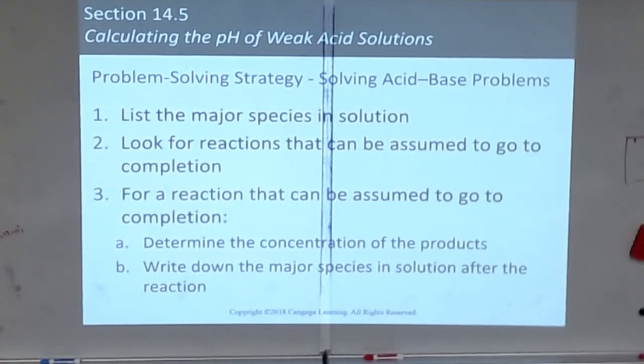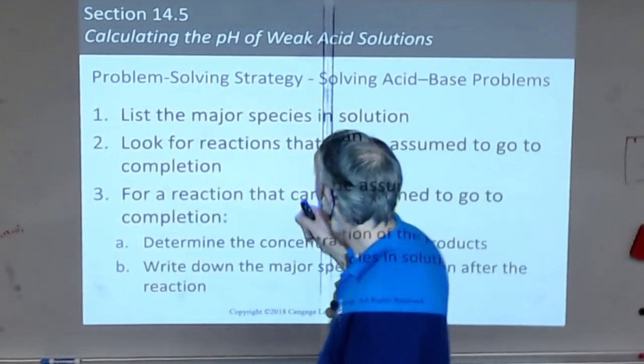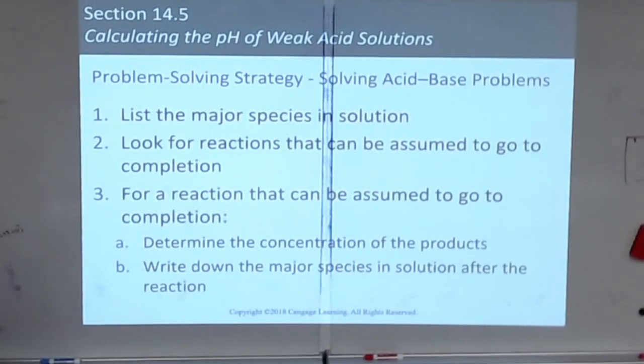Let's look at the major species in the solution. Look for the reactions that can be assumed to go to completion. Acid-base problems. This is what we're doing now. We're moving on to acid-base problems. For a reaction that can be assumed to go to completion, easy enough, we're going to determine the concentration of the products, write down the major species.